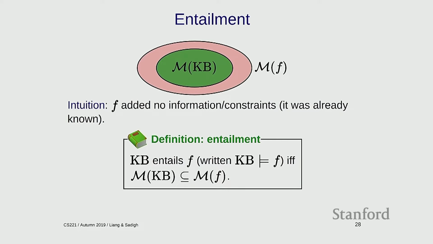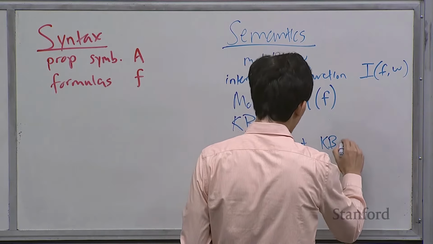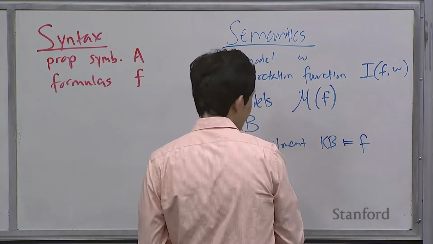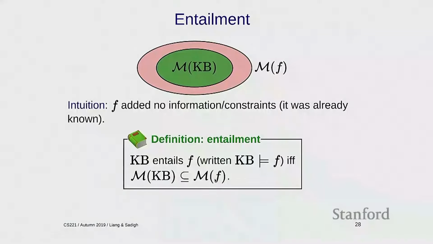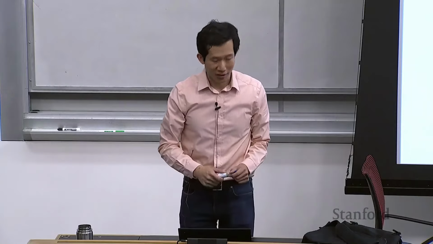There are three notions here. There's entailment, which is written this way with two horizontal bars, which means that the set of models of F is at least as large as the set of models of KB, or in other words, it's a superset. For example, rain and snow. If you already knew it was raining and snowing, and someone tells you it's snowing, then you say, well, duh, I didn't learn anything.